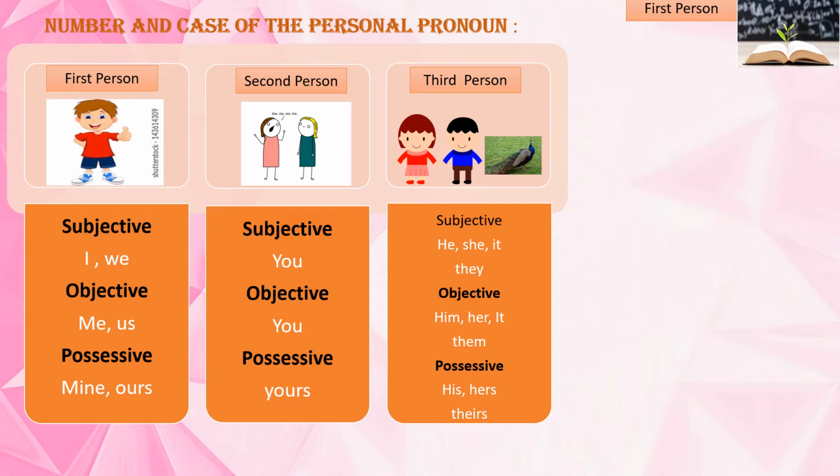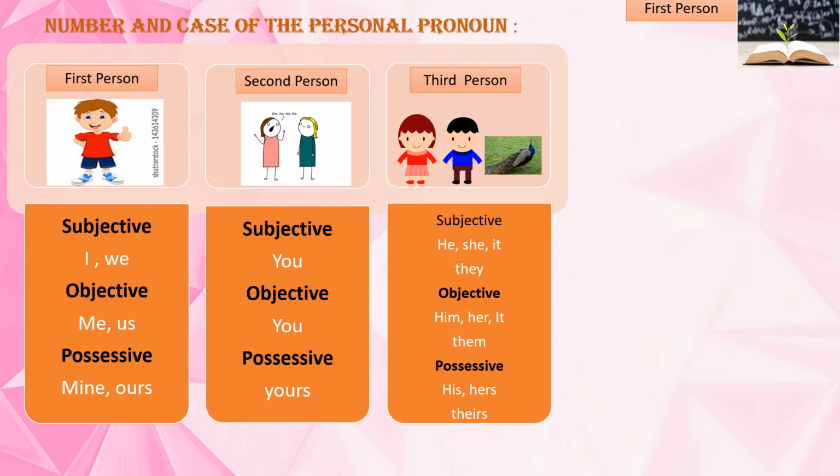Subjective means the nominative case, where the pronoun or the noun comes in the subject part. I is the singular and we is the plural. Objective of the first person is me or us. Me and us come in the object part of the sentence. Possessive, mine, ours.